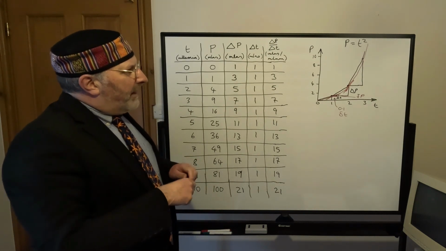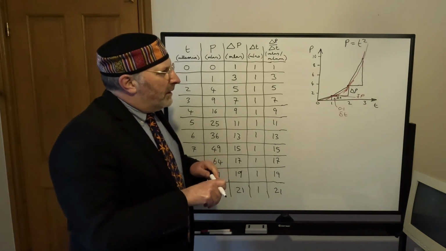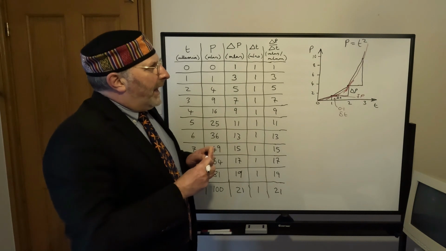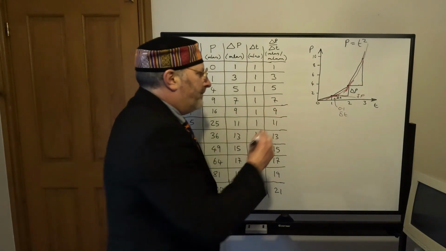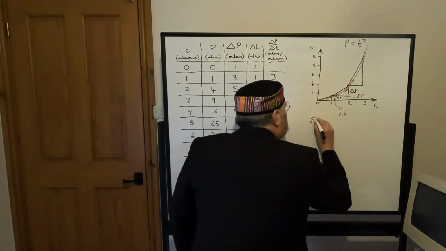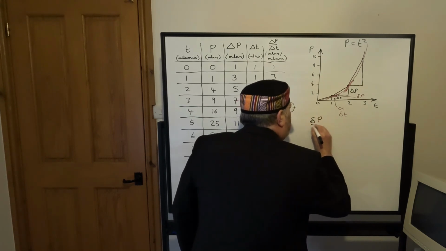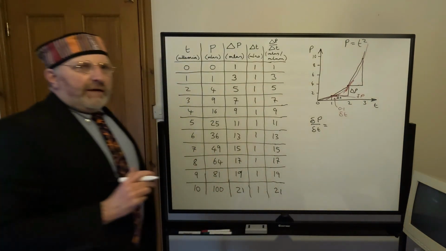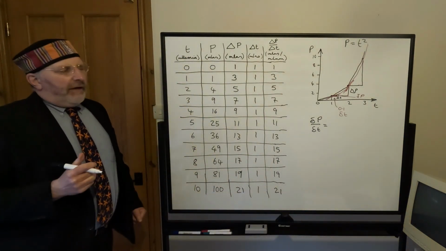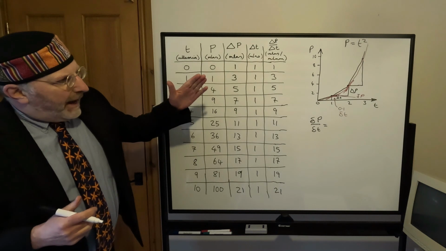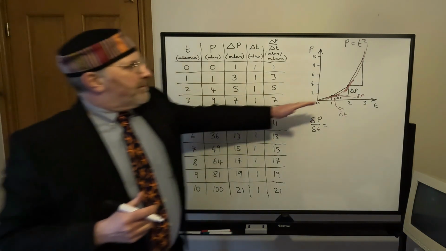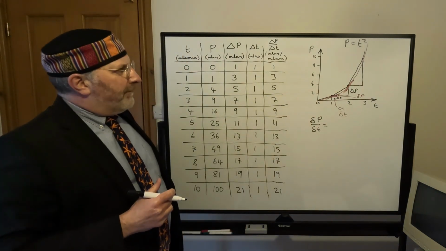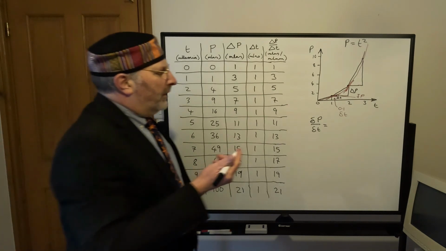So given this small time step, we can work out again what we would expect our delta p with small time steps to be. And this will give us a more accurate estimate of the actual rate of change at this point, the actual slope of the curve at that point.